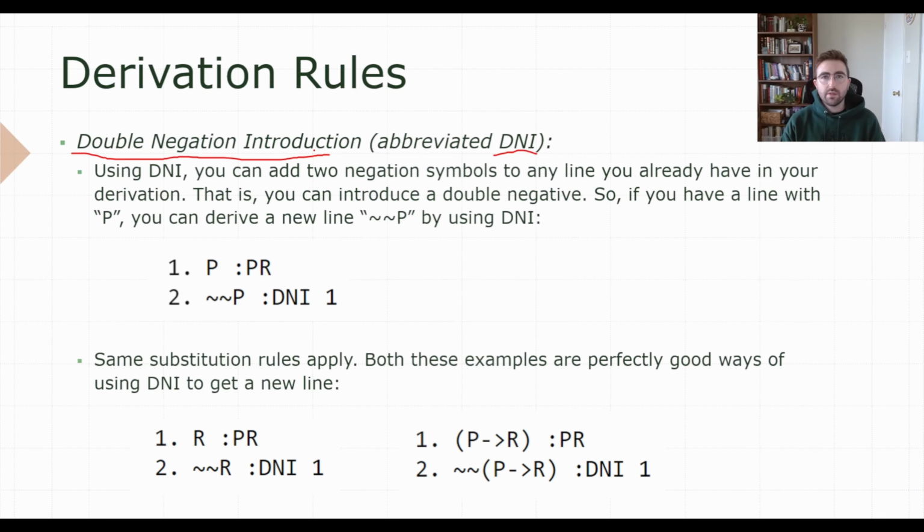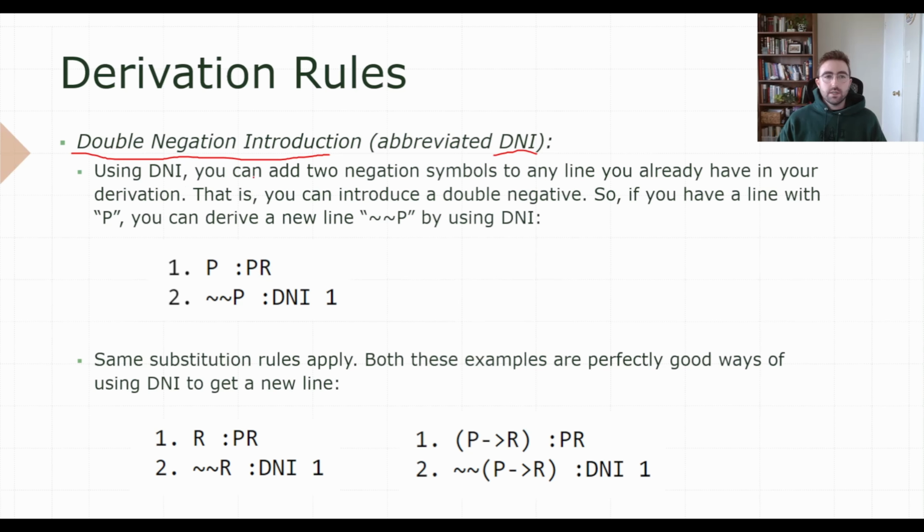And this makes sense in some way, right? Because if I say my name is not not Ian, that's kind of like saying my name is Ian. So if we know my name is Ian, then it seems fine for me to introduce a double negation onto it and say my name is not not Ian, right? So that's the kind of idea. Yeah, so the rule just lets you add two negations to whatever.